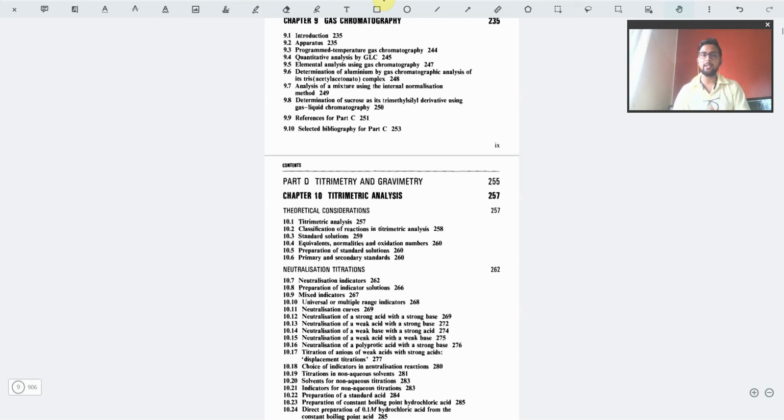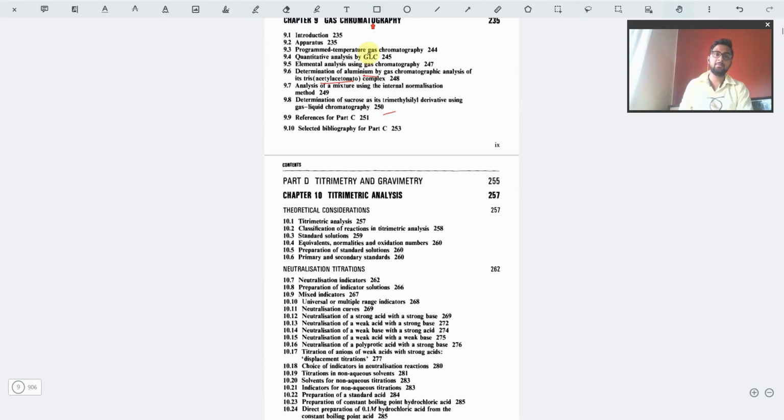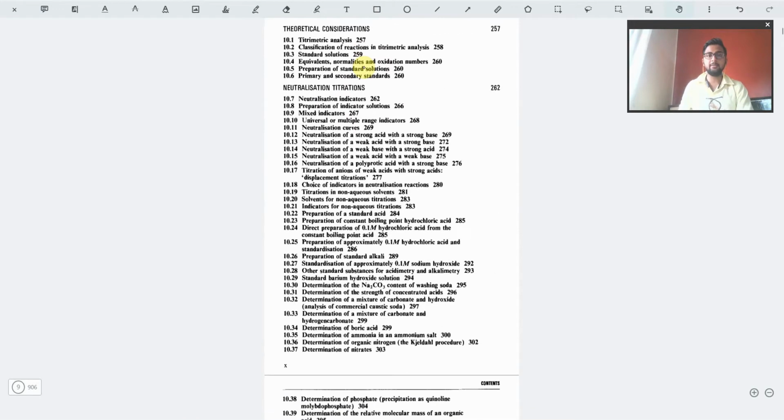different types of complexes, like the determination of aluminium by gas chromatography analysis of the tris acetylacetonato complex. And then we have the determination of sucrose as its trimethylsilyl derivative using gas chromatography. So we'll obviously be going into the details of this further in this video. Firstly let us finish the contents, and then we'll be moving on.